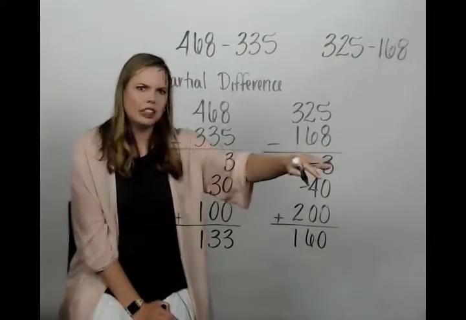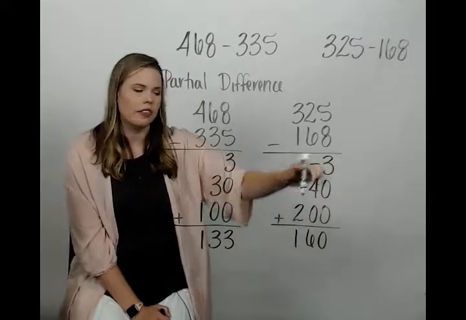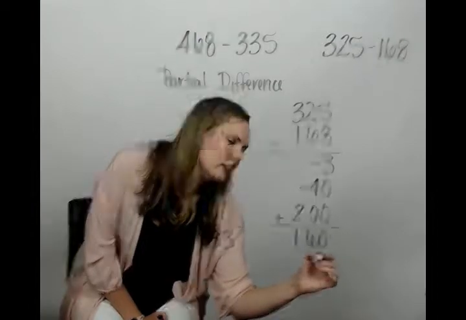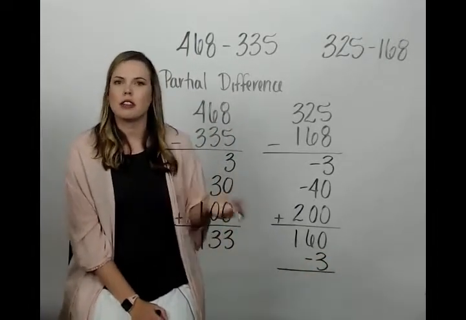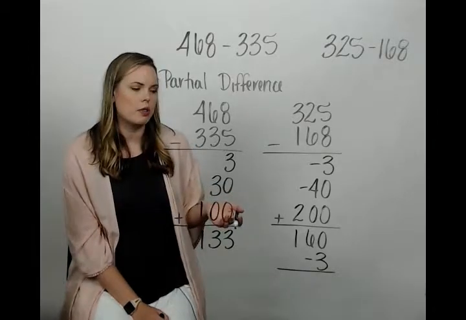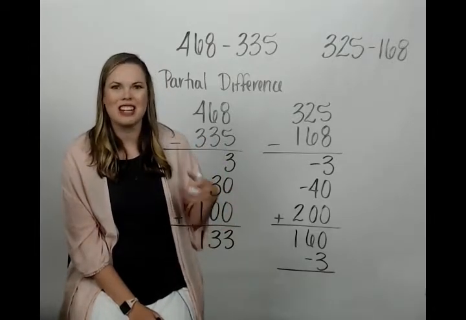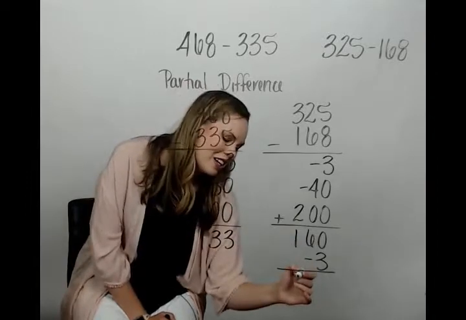But we still haven't taken care of the 3 that we have left to subtract. So I'll indicate that. And then 160 minus 3, this is another one that we shouldn't need an algorithm to accomplish. We should be able to do this in our heads. It's 157.